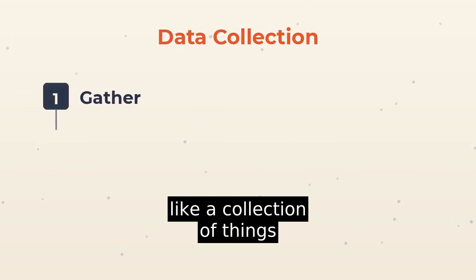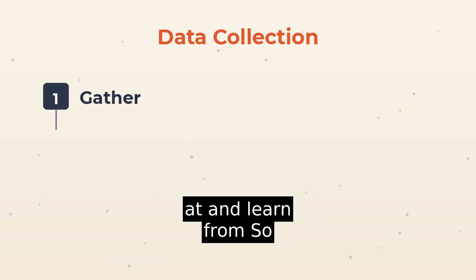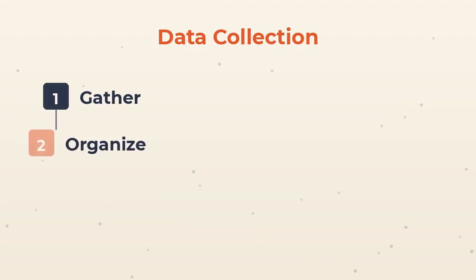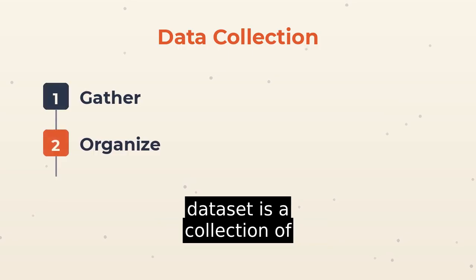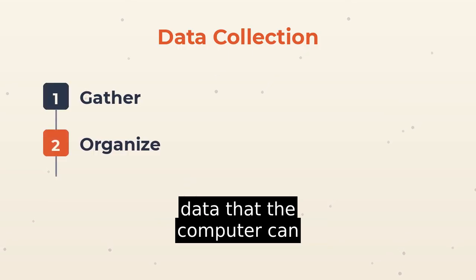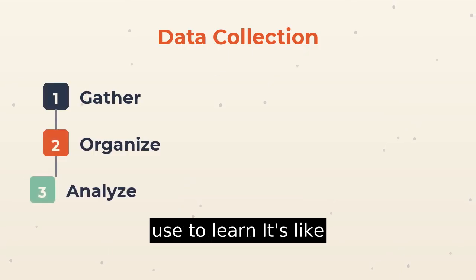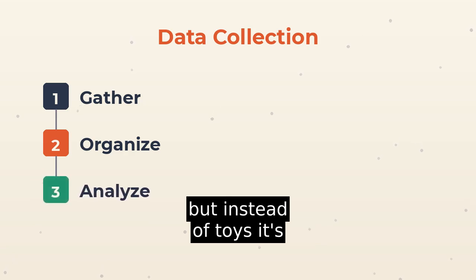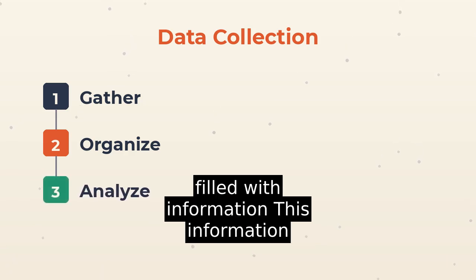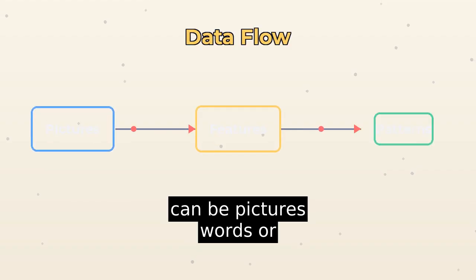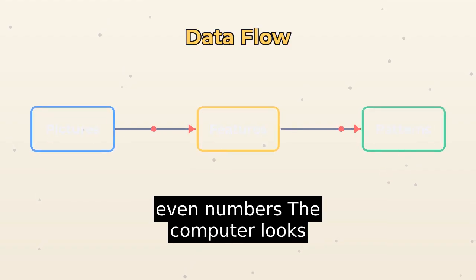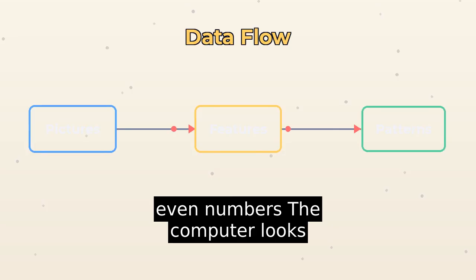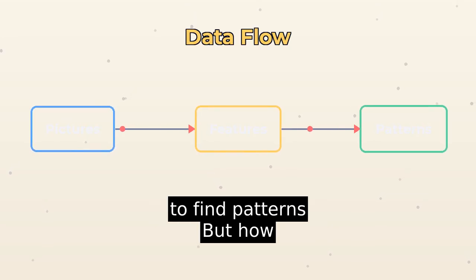Data is like a collection of things that the computer can look at and learn from. So, what is a dataset? A dataset is a collection of data that the computer can use to learn. It's like a big box of toys, but instead of toys, it's filled with information. This information can be pictures, words, or even numbers. The computer looks at this data and tries to find patterns.